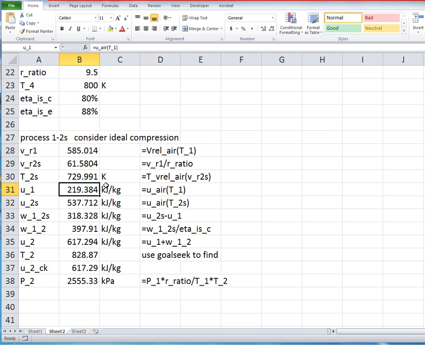We can find the corresponding U1 and U2S just by table lookup. And we've got a function for that, U1 air, U2 air, T2S. And then the isentropic work would be W1 to 2S. And then finally, we can find the actual work required for the compression as being more than the isentropic work, and that gives us then almost 400 kilojoules per kilogram.